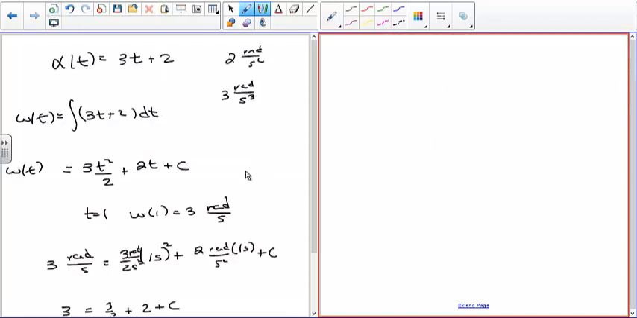So we can take our general solution and put in our particular solution. Let's go ahead and put the units in here just to be complete. 3 radians per second cubed times t squared plus 2 radians per second squared times t plus c, which is negative 1/2.